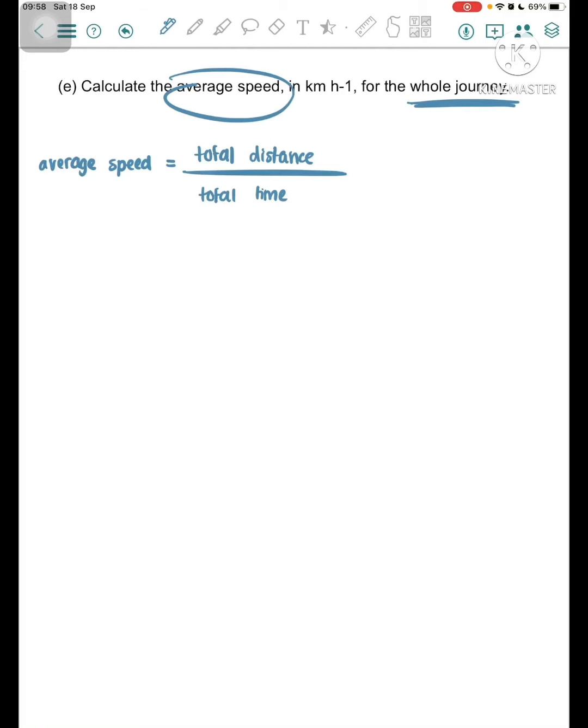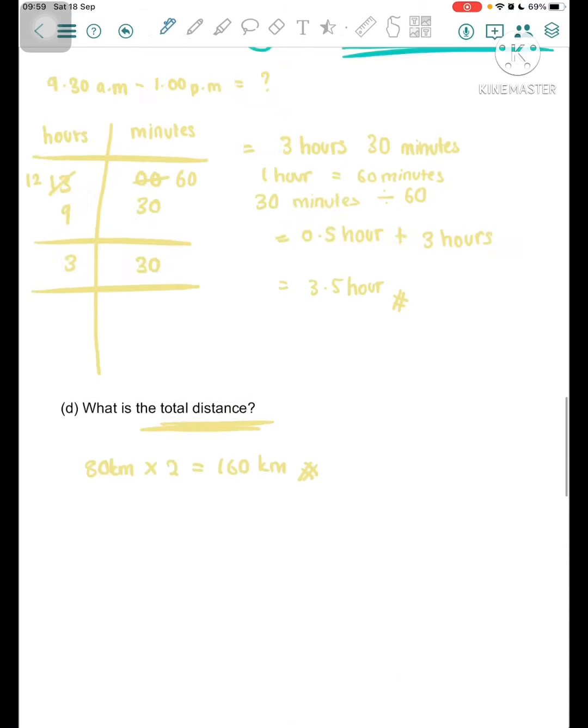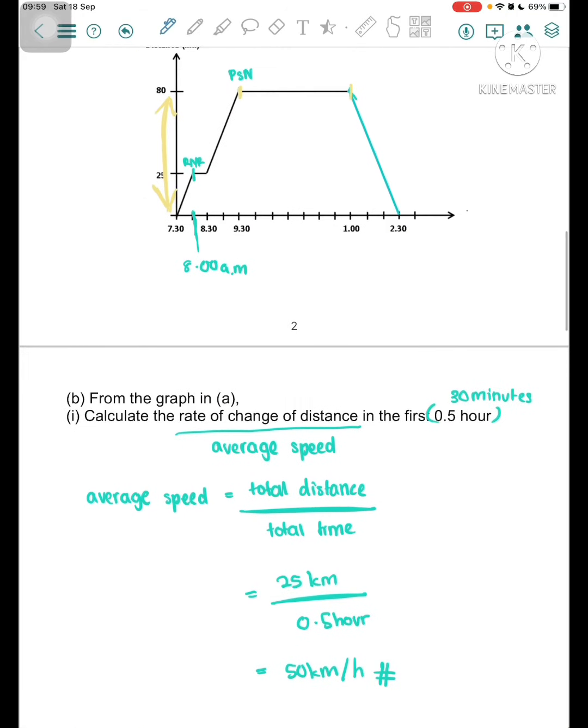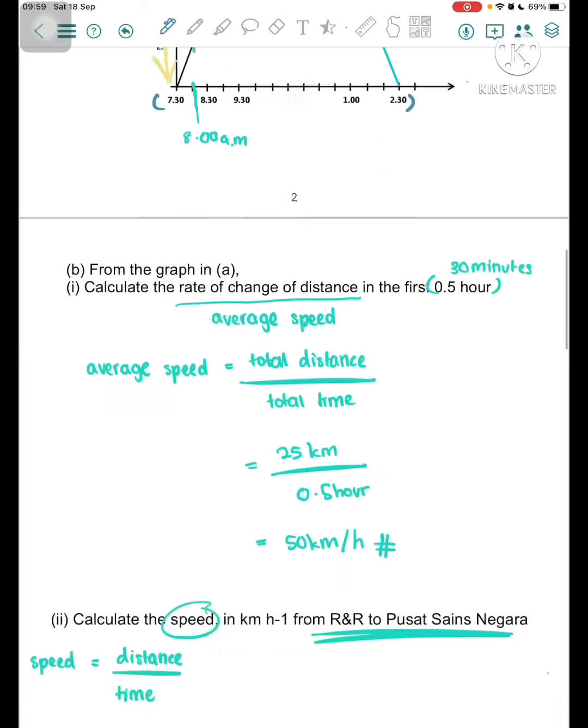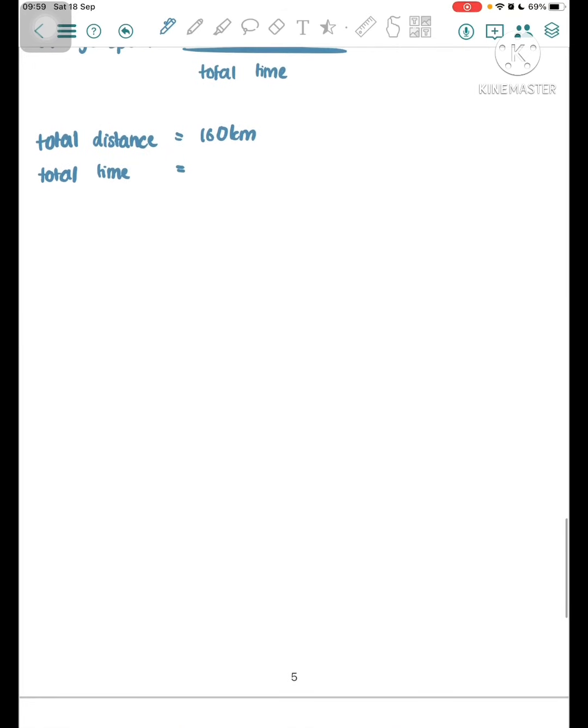Over total time. So total distance is 160 km and total time is between 7:30 a.m. to 2:30 p.m. So 7:30 a.m. until 2:30 p.m. is equals to how many hours?